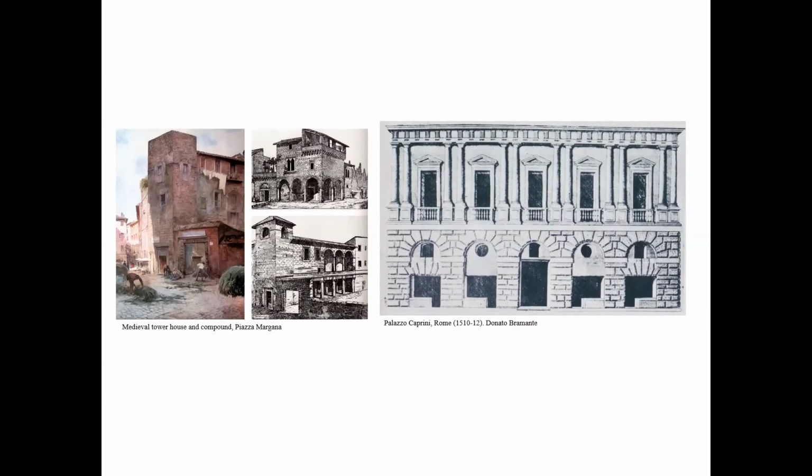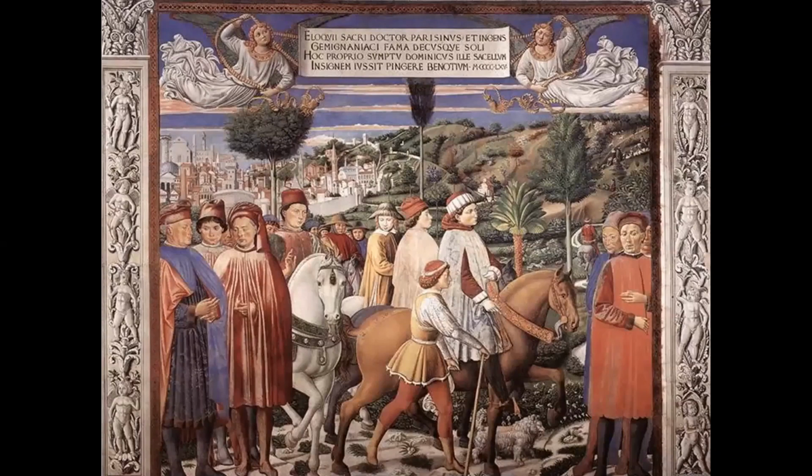So this, to the left, are buildings that were more common to the Middle Ages. This is a tower house and compound in Piazza Margana. And then we have Bramante's Palazzo Caprini. I apologize in advance, this palazzo is going to come up more and more throughout this presentation. You'll be tired of it by the end, but it really was transformative for Rome.